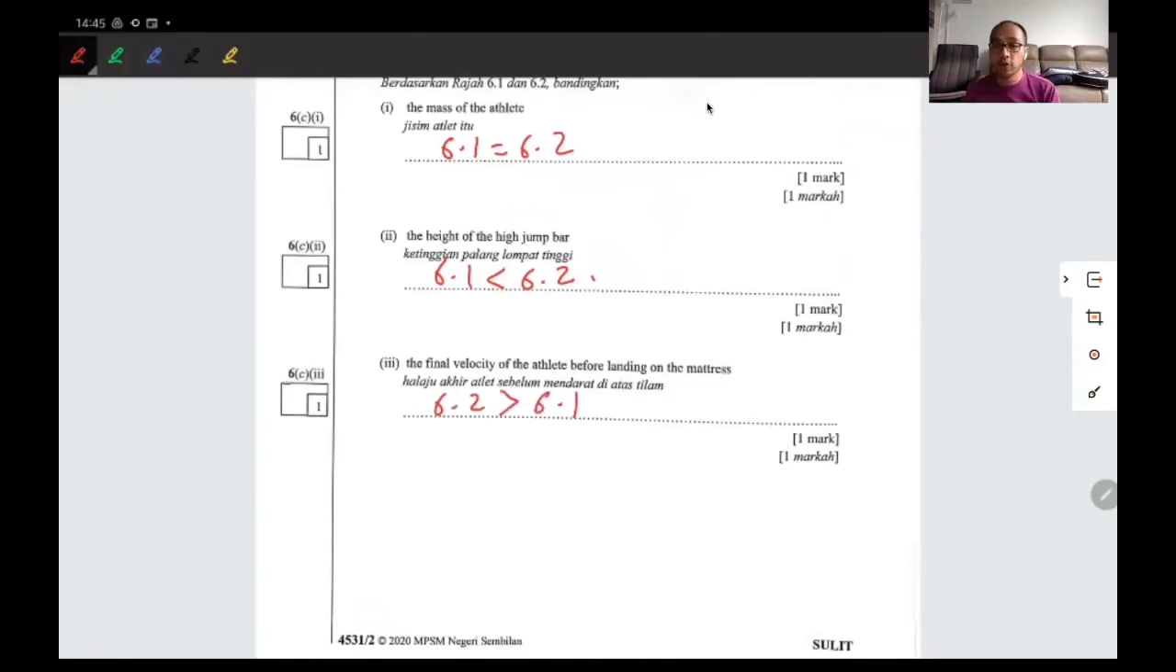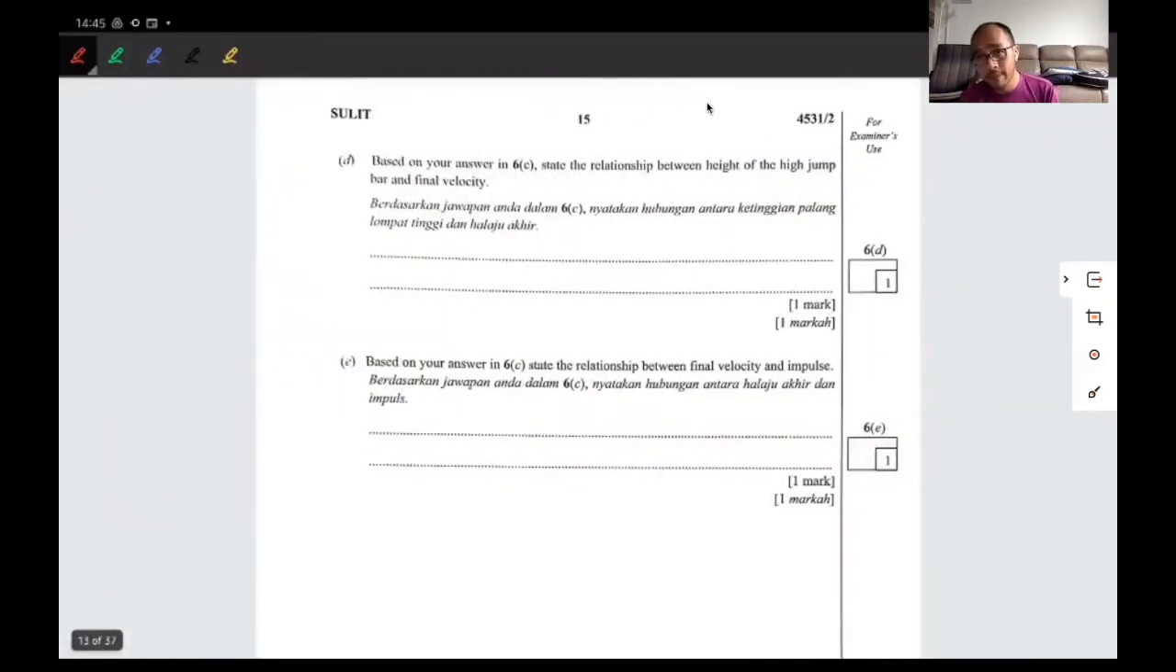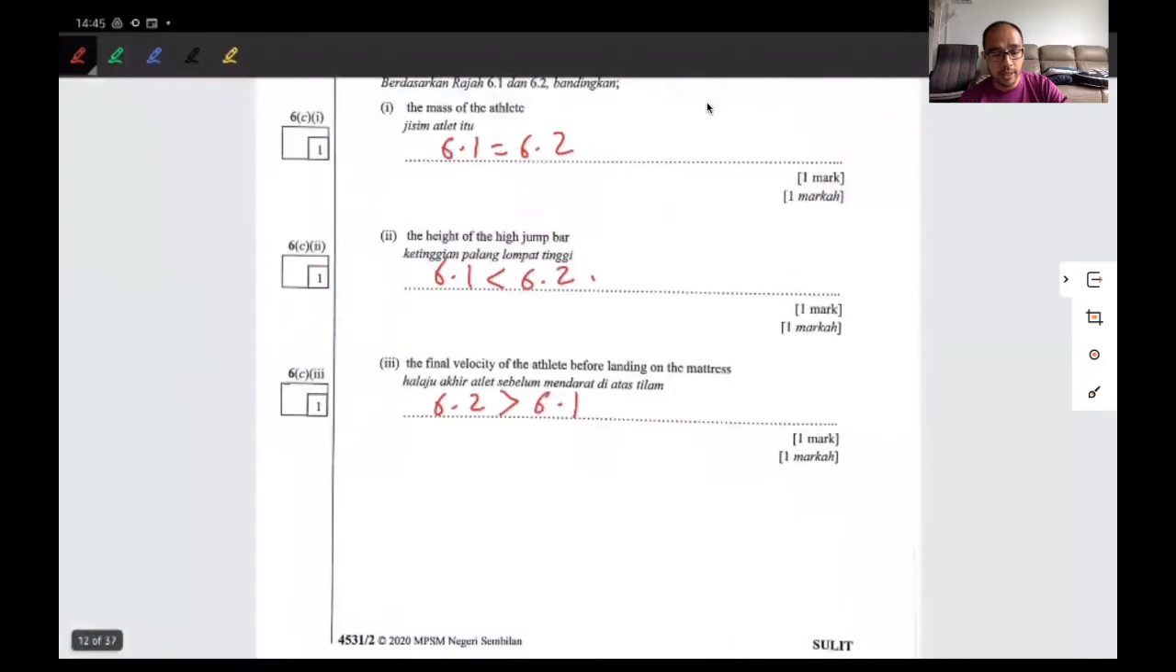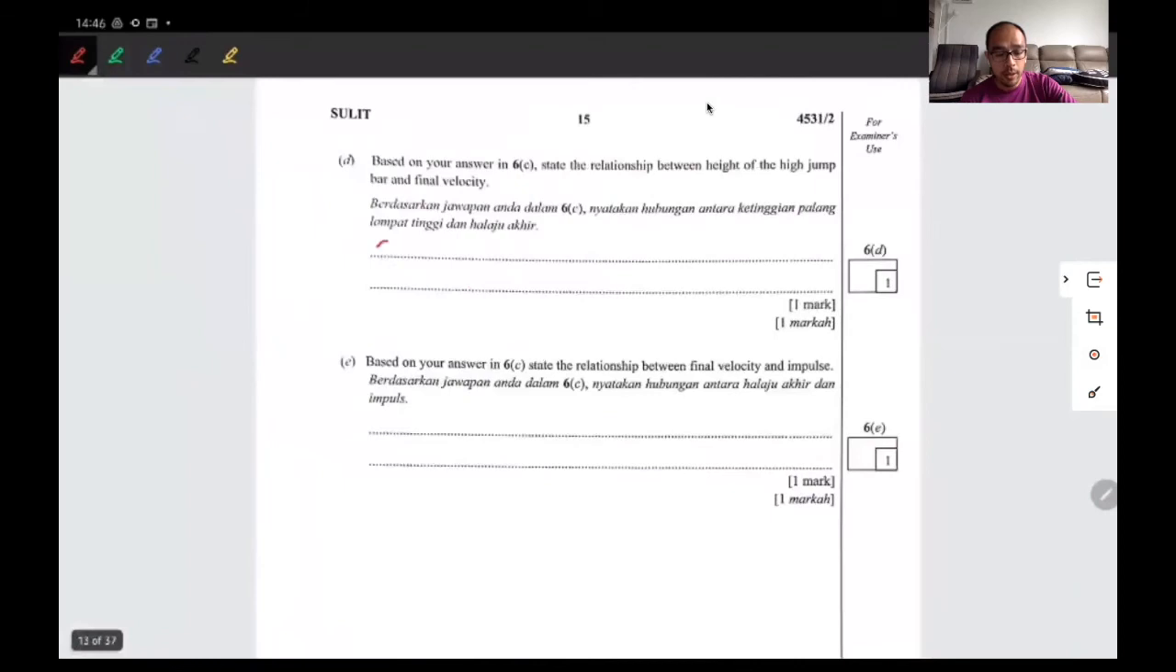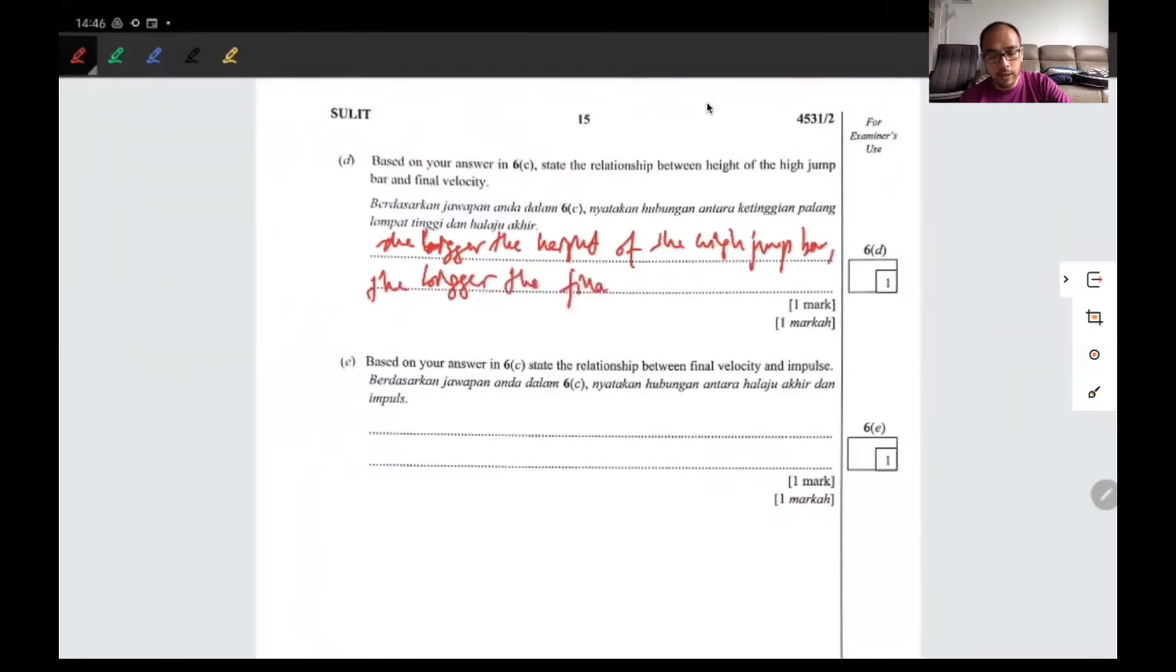Okay, looks like it's going to rain. Based on your answer, state the relationship between the height of the high jump bar and the final velocity. 6.2 is bigger than 6.1. Therefore, the bigger the height of the high jump bar, the bigger the final velocity.